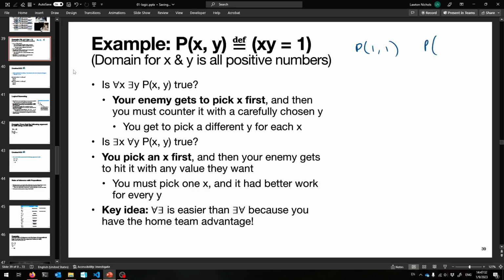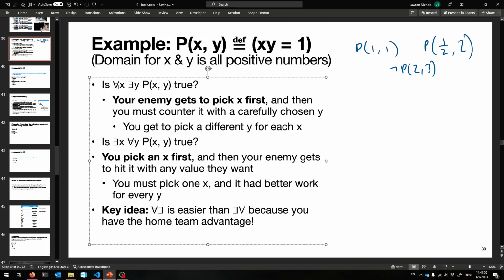P of 1/2 and 2 is true, right? Because you multiply them together, you get 1 again. So let's think about some of these, all right? Some of these are false, right? P of, I don't know, 2 and 3, totally false, because 6 is not equal to 1, so that one's not true. But its negation is true, all right?